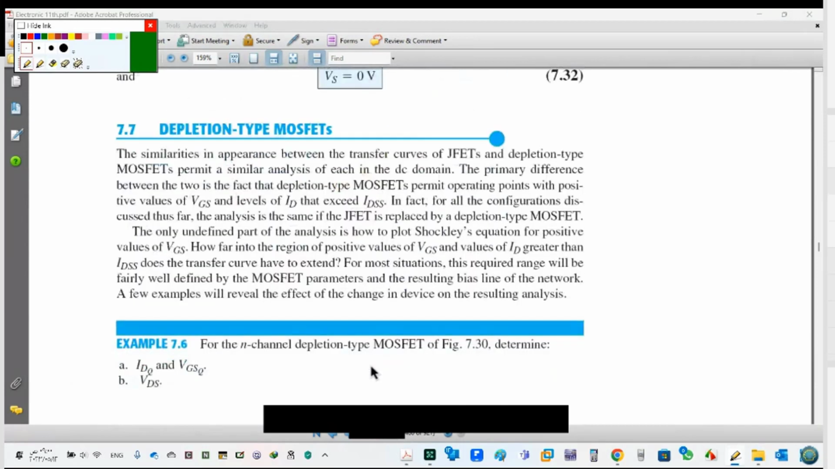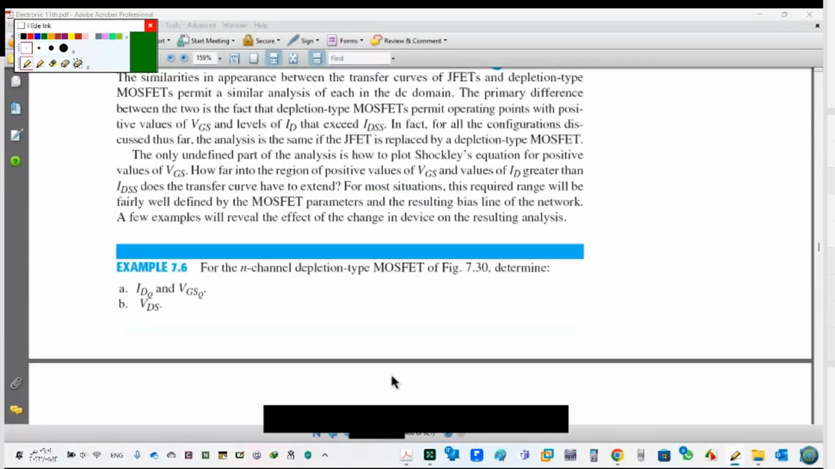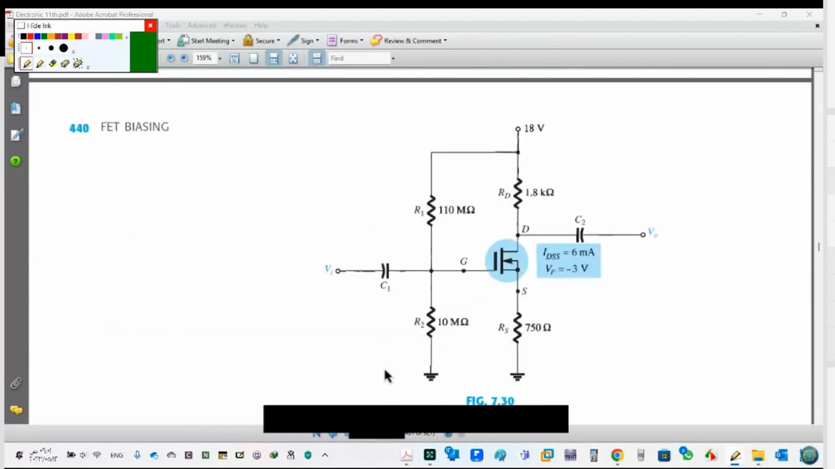Now, for the depletion type MOSFET, we will focus on just one case, that means voltage divider. Because I told you, voltage divider is the common one and the most important one. So we are studying just the voltage divider here. So this is the depletion MOSFET. And what is the difference between JFET and depletion MOSFET?